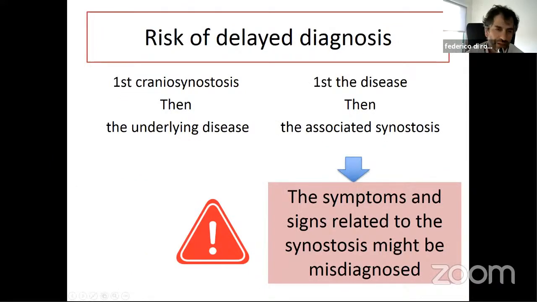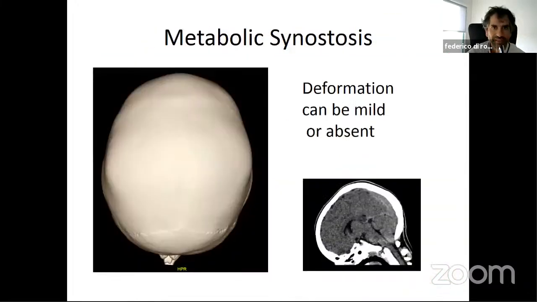When the underlying syndrome is recognized, but not the craniosynostosis, the problem is sometimes that the symptoms the children have can be related only to the disease, and the problem related to the synostosis might be misdiagnosed. This is an example of a metabolic synostosis with X-linked hypophosphatemia. You see that the deformation is very mild, still the sagittal suture is lost, the skull is thick, and you see also the tonsils can be quite low, and the child was symptomatic and relieved by the surgery.